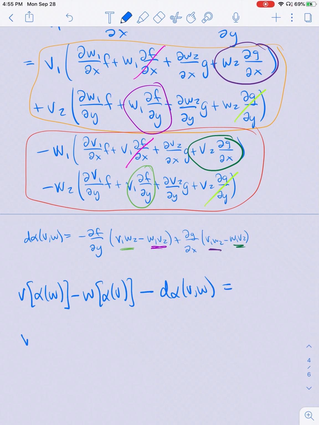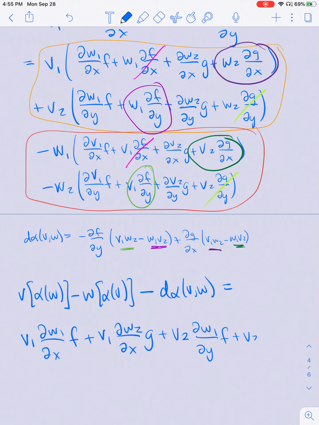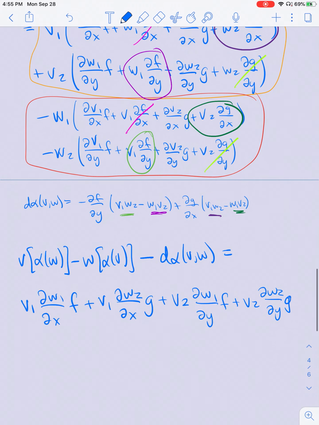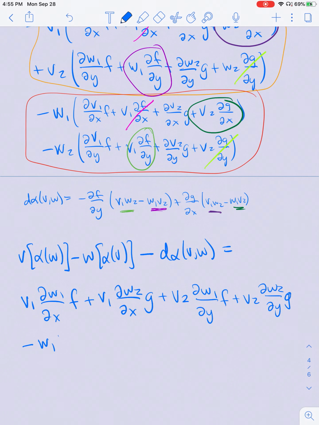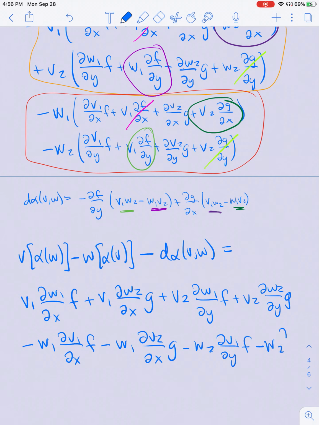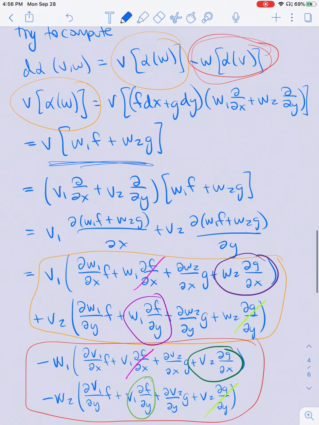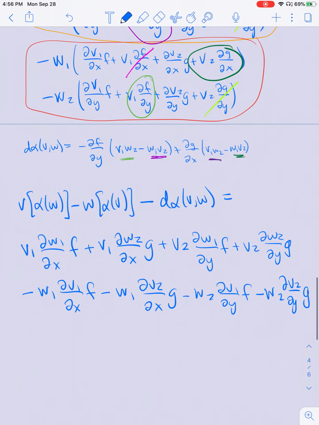So that'll be v1 f dw1. Let's actually pull out the f's and just write v1 dw1 dx times f plus v1 dw2 dx times g plus v2 dw1 dy times f plus v2 dw2 dy times g minus w1 dv1 dx times f minus w1 dv2 dx times g minus w2 dv1 dy times f minus w2 dv2 dy times g. Okay, so this is what is left over.